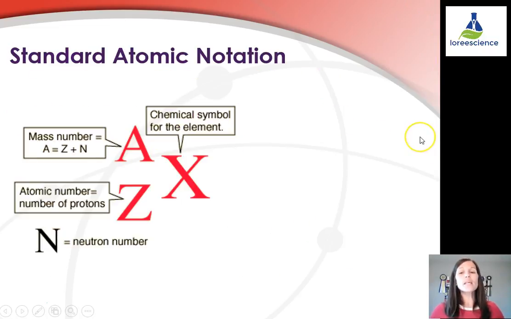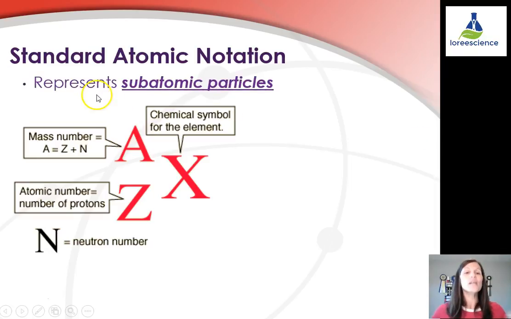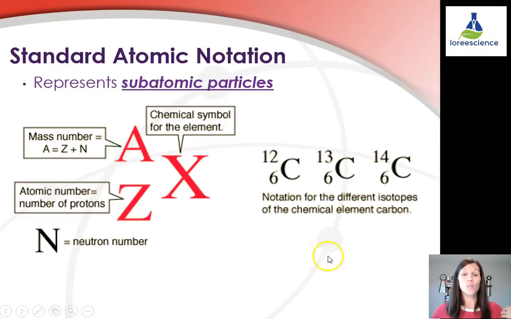So sometimes you'll see elements referred to or written down in standard atomic notation. This is because it represents all of the subatomic particles relatively quickly. So you write the symbol, you write its atomic number or the number of protons, and then up top you write its atomic mass. And because you're given the mass, you can calculate the neutrons. So in this case, we have 3 versions of carbon, each one by the mass indicating how many neutrons are present.